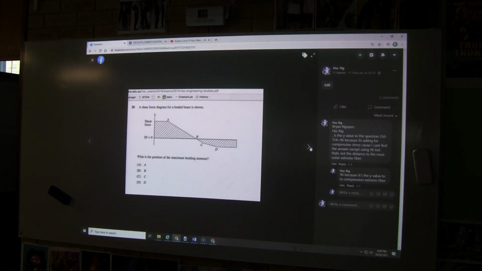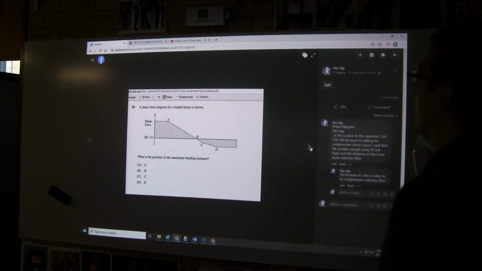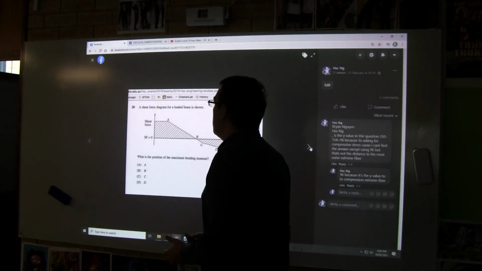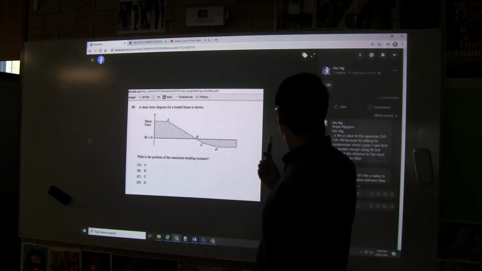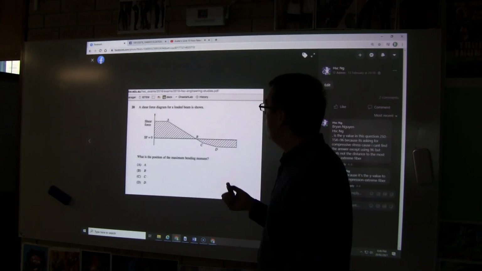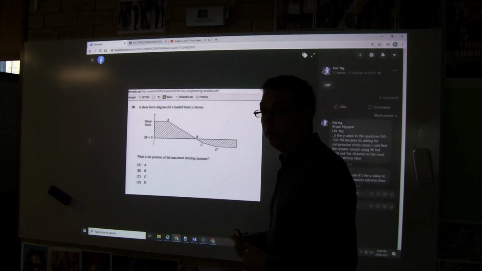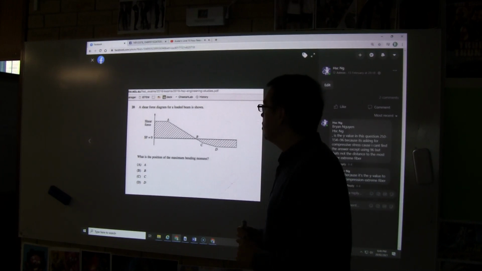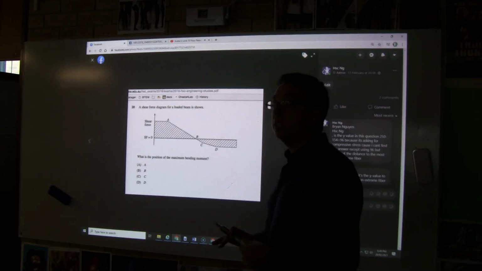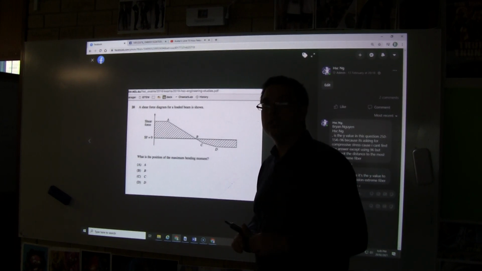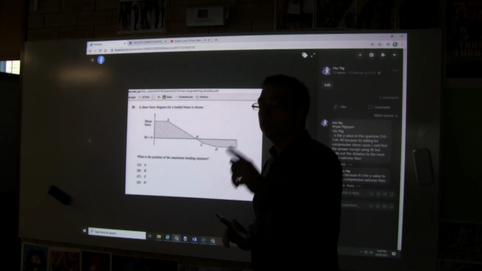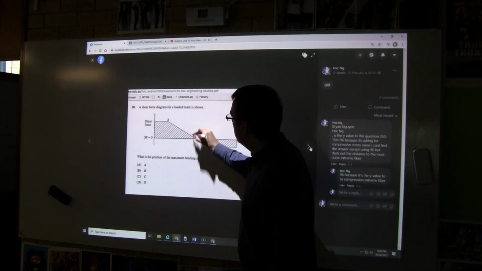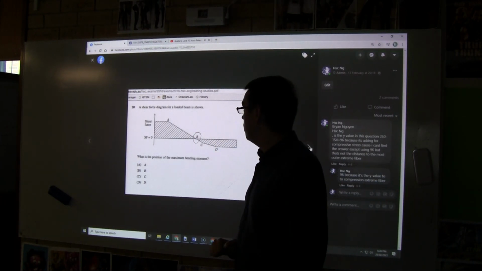A shear force diagram is shown for a loaded beam as shown. Now, we haven't done this sort of question before. So what we're going to do is say, well, where is the position of the maximum bending moment going to be? Now, with shear force diagrams, we know that maximum bending moments occur where they cross the axis. So given that we only cross the axis at one point, it's going to be B.